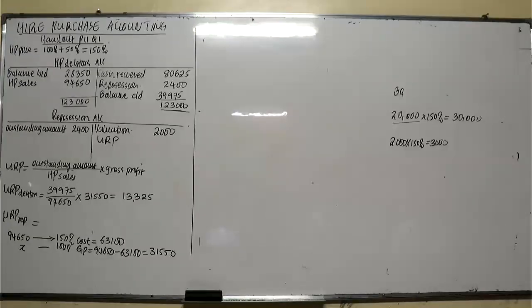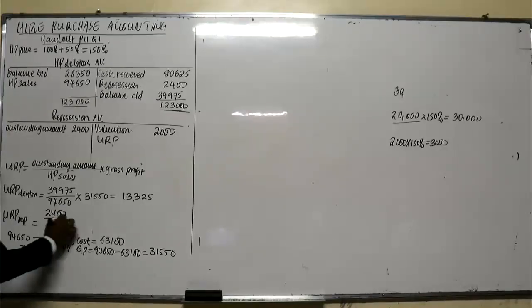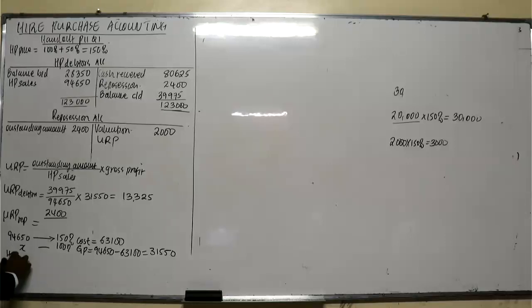Let's do the same for unrealized profit on repossession. The formula is the same. You take the outstanding amount. Now, the outstanding amount on repossession was 2,400. You divide by the hire purchase sales. So how much was the hire purchase sales on repossession? Can you go back to note number 2? Let's go back to note number 3.